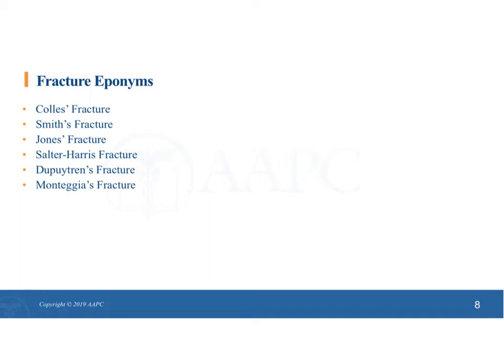Dupuytren's fracture is a fracture of the part of the fibula, one of the lower leg bones, with dislocation of the ankle. Monteggia's fracture is a fracture of the proximal ulna with dislocation of the head of the radius.